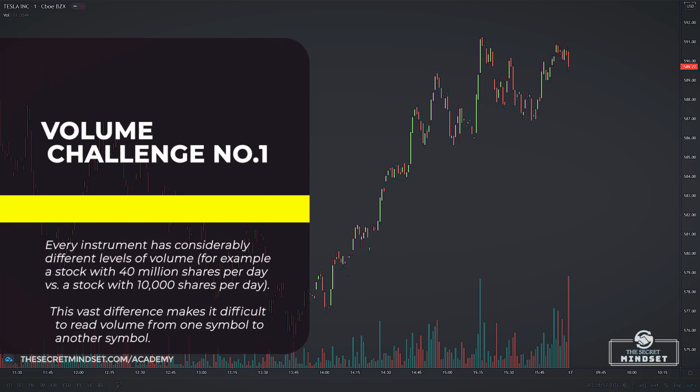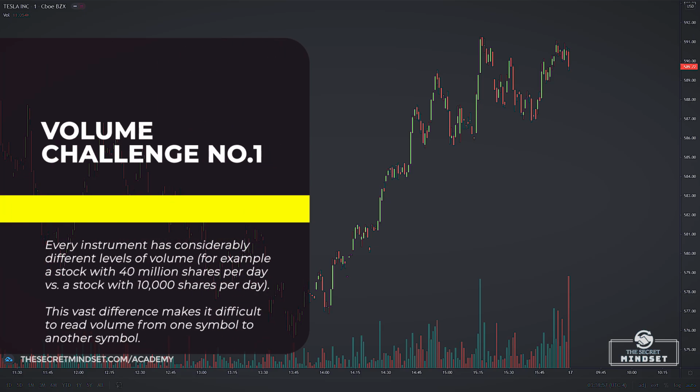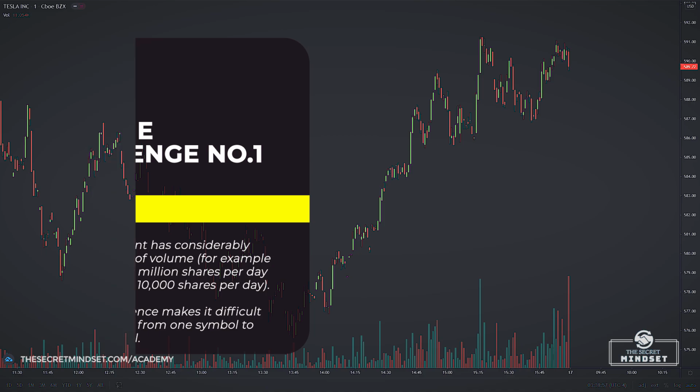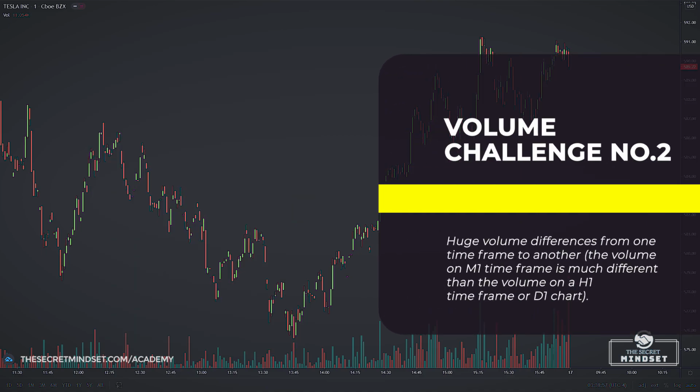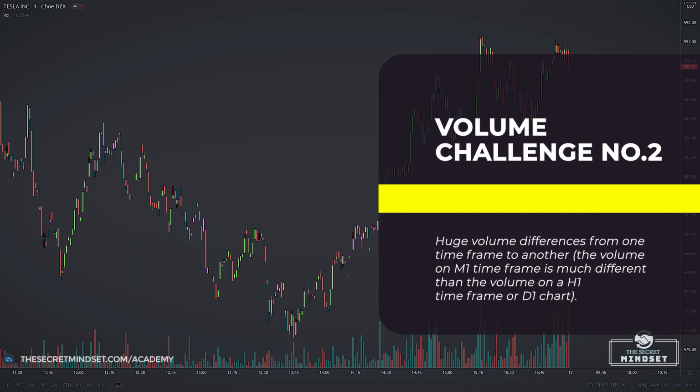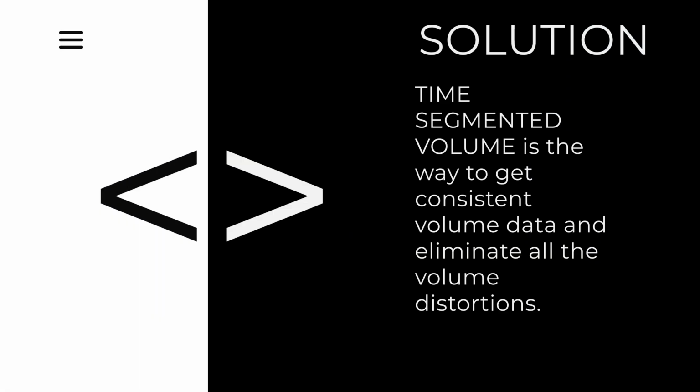Another challenge to using a volume average indicator is that every instrument has considerably different levels of volume. For example, compare a stock with 40 million shares per day versus a stock with 10,000 shares per day. This vast difference makes it difficult to read volume from one symbol to another symbol. Additionally, if you change from one time frame to another, there will be huge volume differences. The volume on a 1-minute time frame is much different than the volume on a 60-minute time frame or a daily chart. The key to getting past these challenges is to use the time segmented volume.